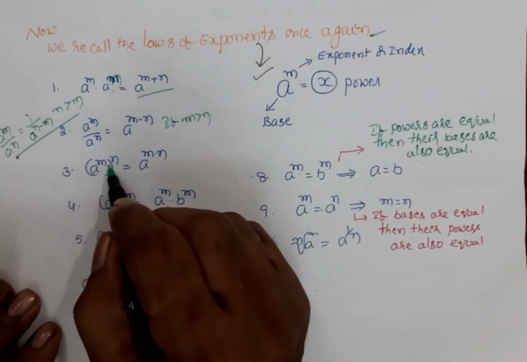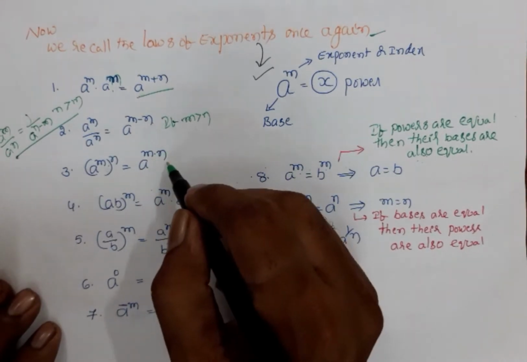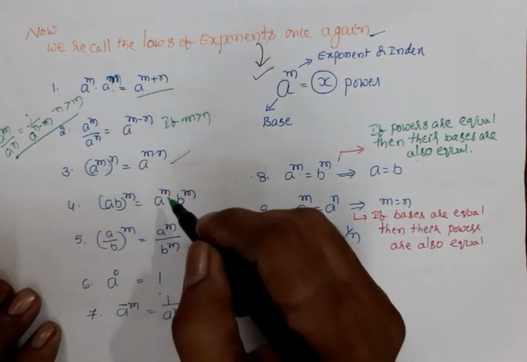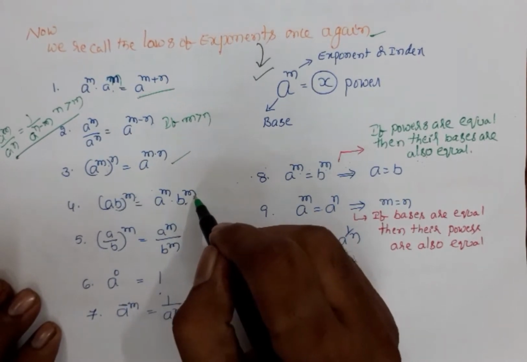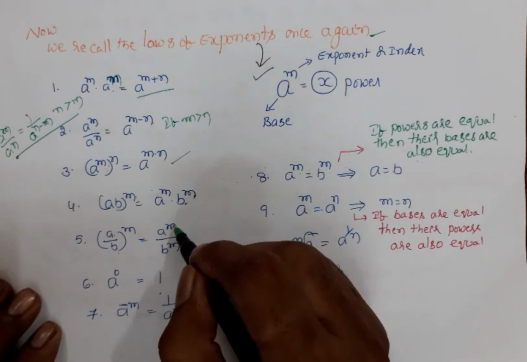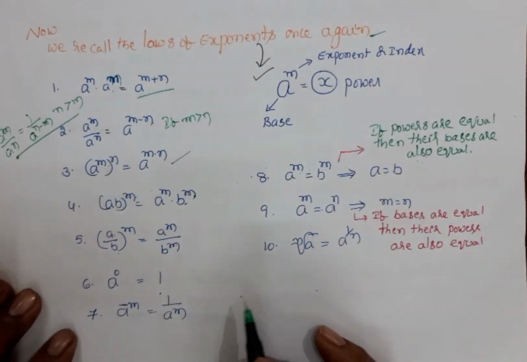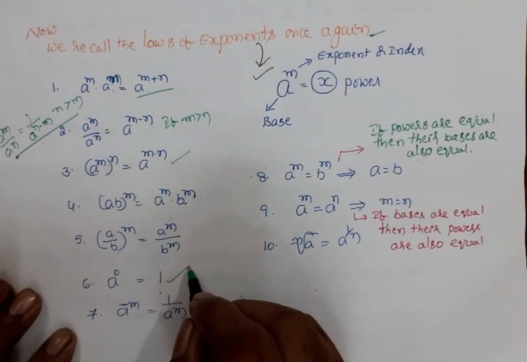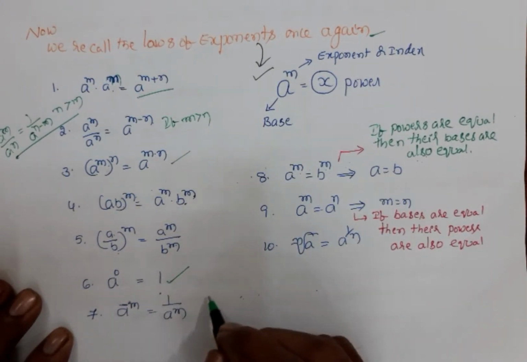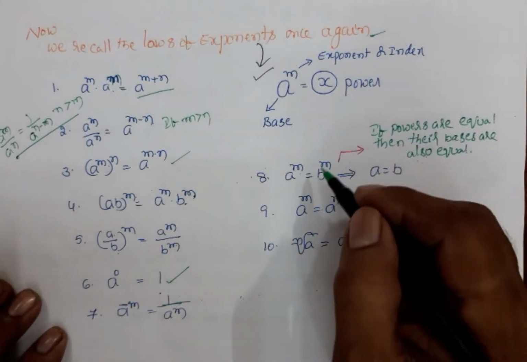a to the power of m whole to the power of n equals a to the power of m into n. ab whole to the power of m equals a to the power of m into b to the power of m. a by b whole to the power of m equals a to the power of m by b to the power of m. a to the power of 0 equals 1. a to the power of minus m equals 1 by a to the power of m.